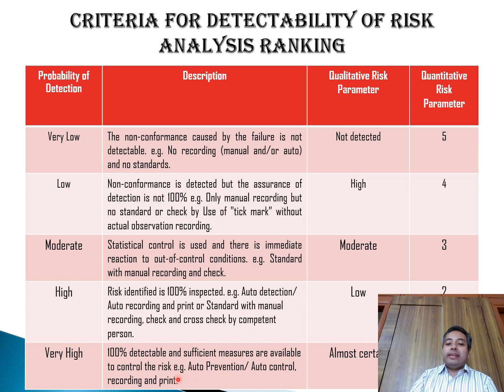And if the existing system is 100% capable to detect and sufficient measures are available to control the risks, for example auto prevention or auto control, recording and print of all the data, then we can say that the system has the capability to detect any risks, and the number can be given as 1. As I have already told, here the detection risk rank is inversely proportional to the level of detection strength. So this is about criteria for detectability of risk analysis ranking.